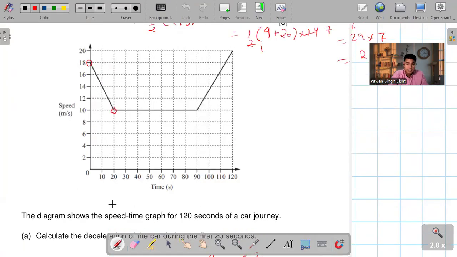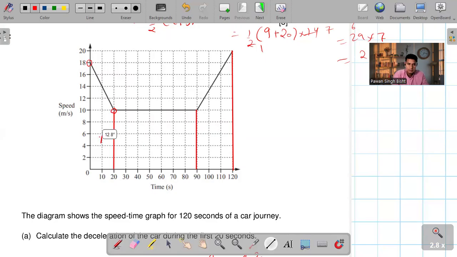Next part. Calculate the total distance traveled by the car for the 120 seconds. Now same, 120 seconds from 0 until here. So you have to find the total distance traveled, so you have to find the area under this curve. Now if you see, this figure can be divided into three figures. If I join from here until here, one trapezium, then one rectangle, and another trapezium. Two trapezium and one rectangle, right?